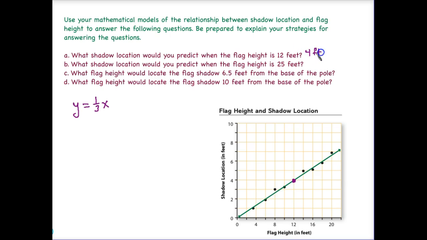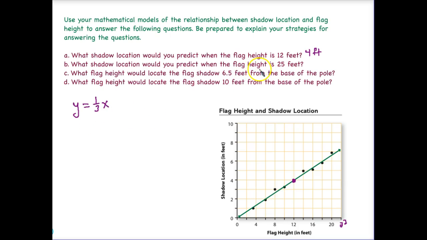But what about the next one? What shadow location would you predict when the flag height is 25 feet? 25 is not on our graph. This is 22, and it looks like it's around 7, a little over 7. So what do you think it's going to be at 25? You might predict 8, but this is where we can use our equation to help us with our predictions.